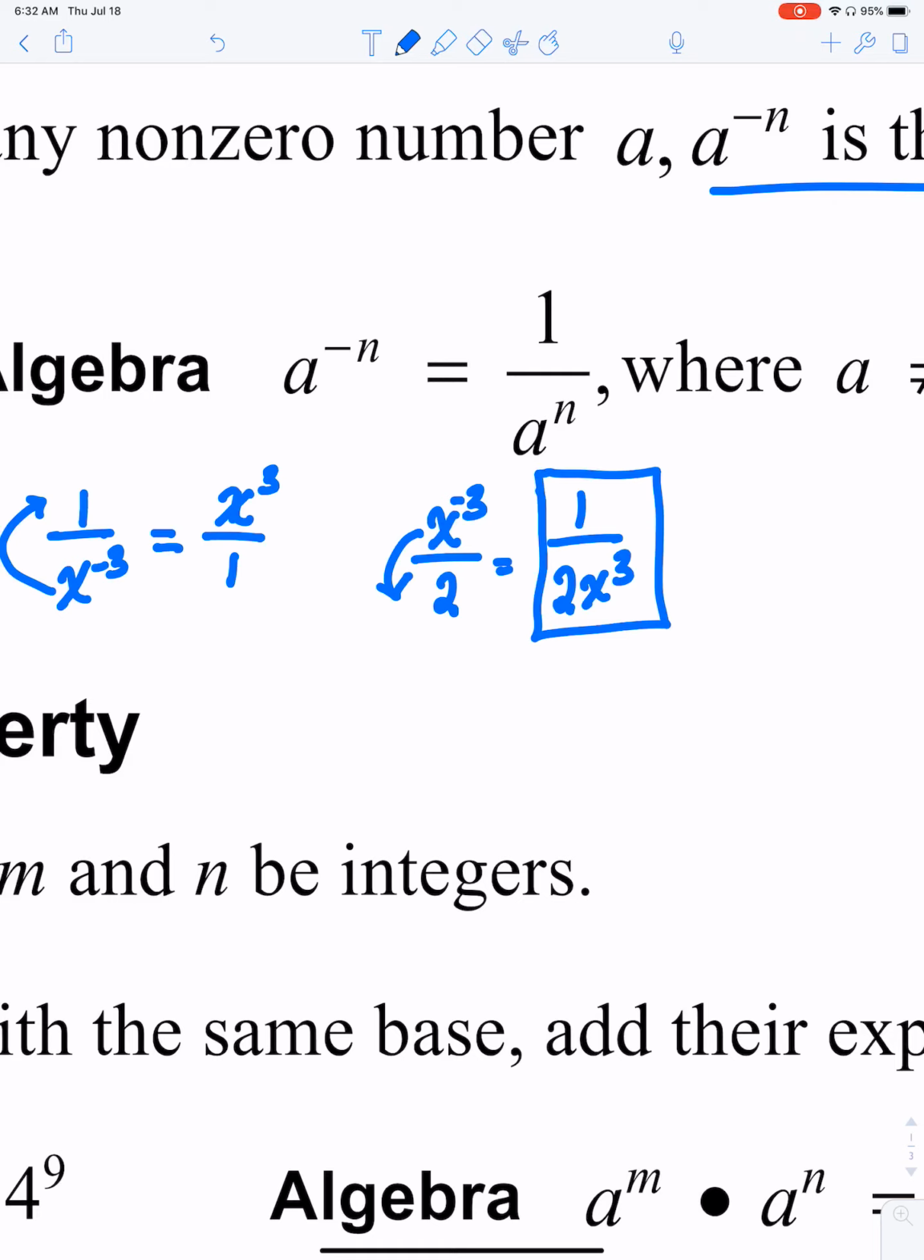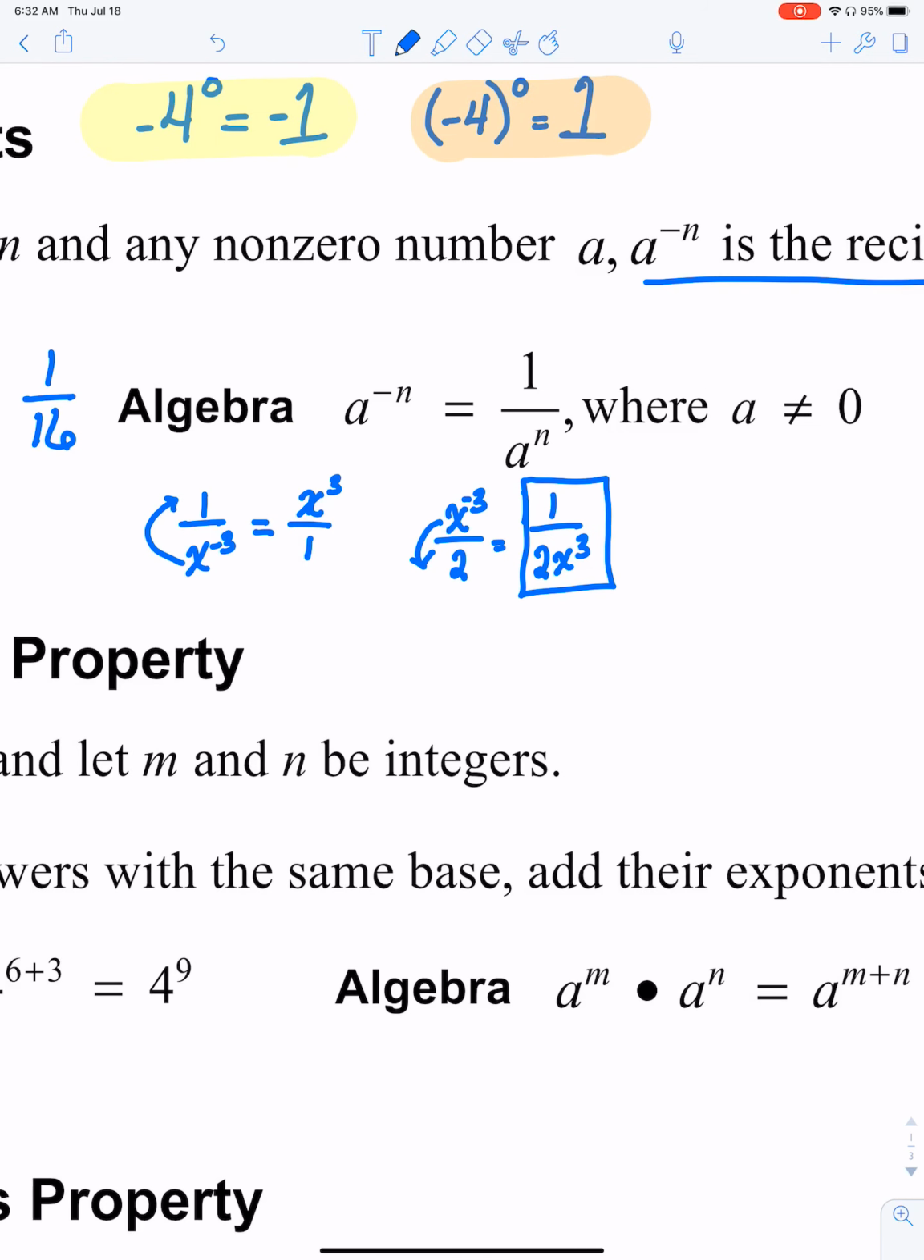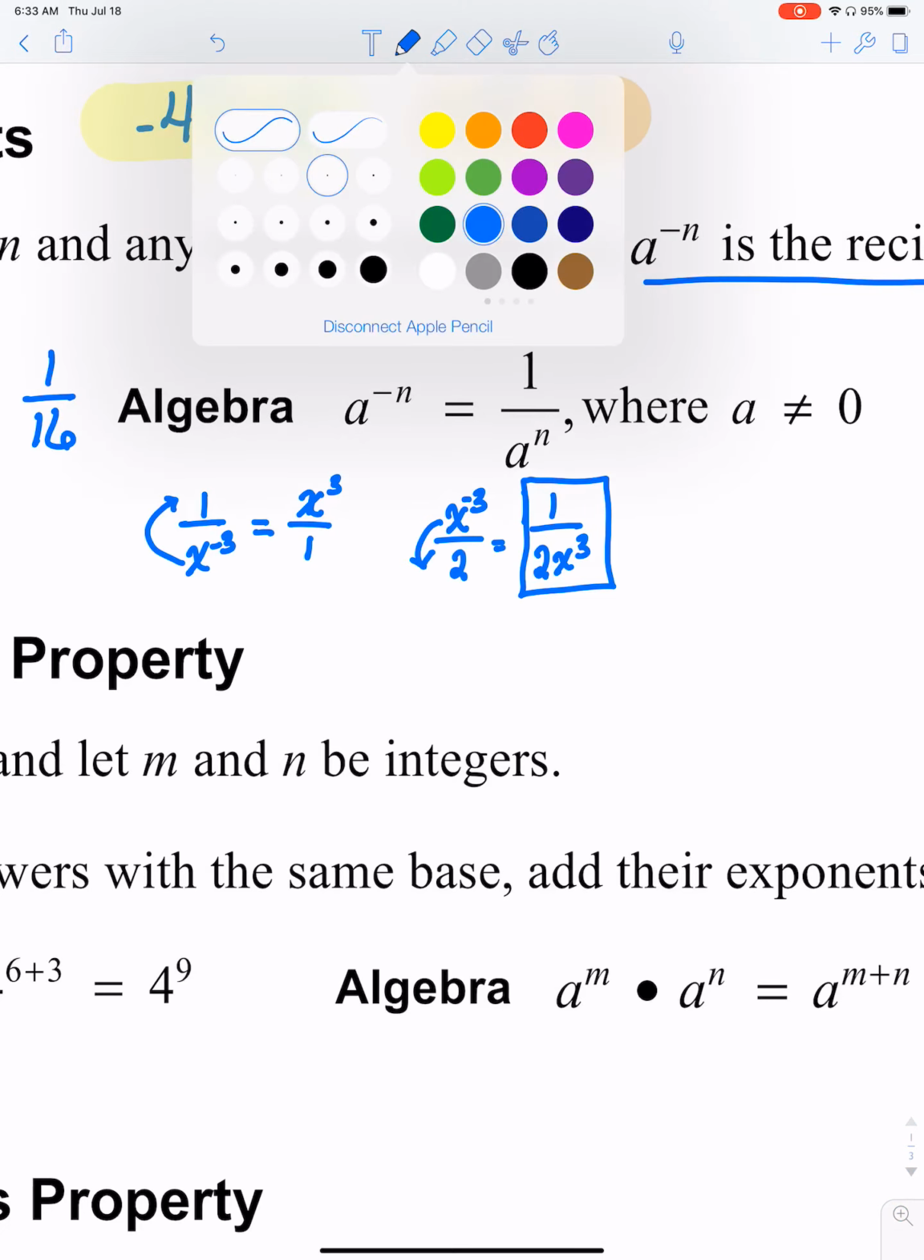So that's why I don't really like the word reciprocal, because it can be misleading. If you were talking about the reciprocal of x to the negative third over 2, you would think you would just flip it, which is not the case. I like to use the words bringing it to the bottom or bringing it to the top, depending on where that negative exponent is. We're going to get further into that as we go on.